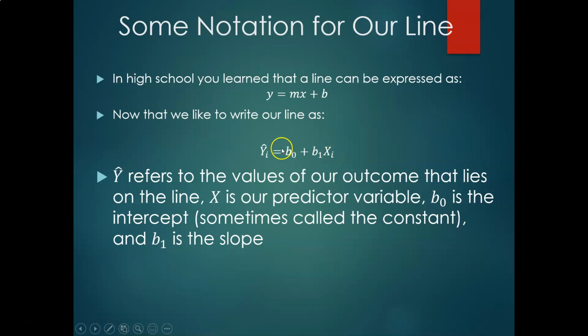So let's take this kind of backwards. We're looking at row 5,000. So take the x value for row 5,000, multiply that by the slope. We will multiply all of the rows by the same slope, and we'll add the same intercept. So it's the same intercept, it's the same slope. The only thing that changes here is x, and that means that the predicted value of y will change relative to x, hence the linearity of this particular equation. So y hat refers to the values of our outcome that lie on the line that we drew. X is our predictive variable, b is the intercept, sometimes called the constant, and b1 is the slope.